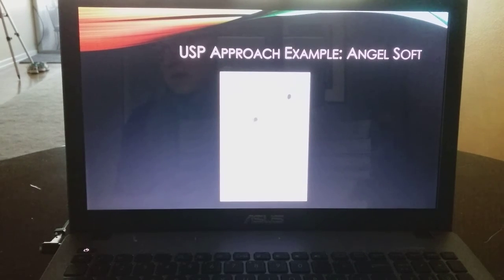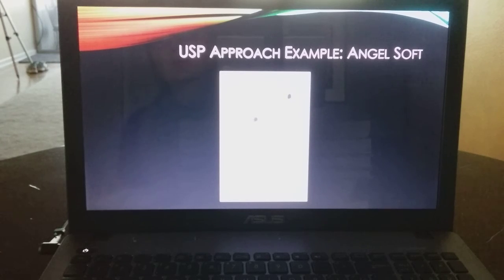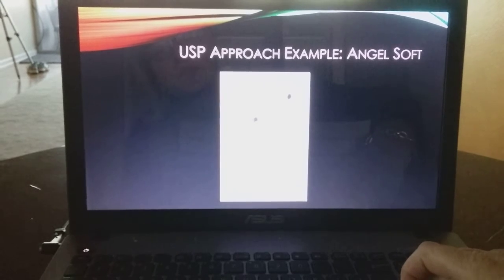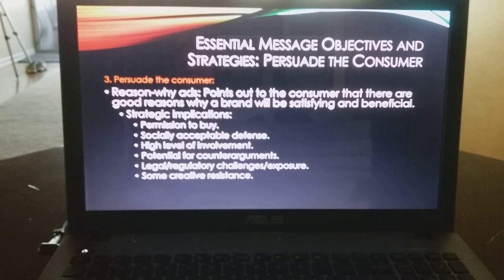So here we go. Angel Soft toilet paper. Too soft, too rough, but Angel Soft is just right. So the key attribute that they're trying to sell is the quality of the paper, the softness of the paper.